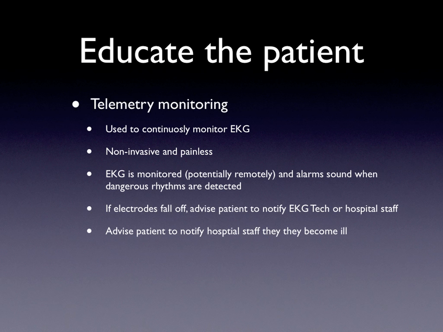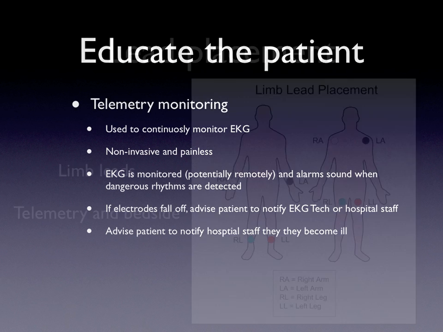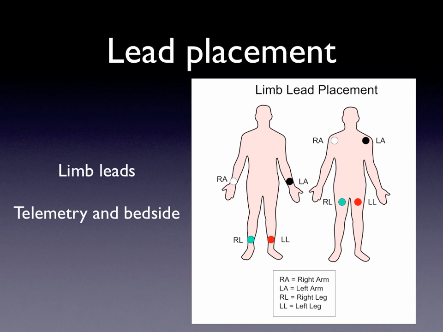Turning away from educating our patients, let's talk about how we hook them up. You've been doing this, you know what you're doing. Limb leads are used in telemetry and bedside monitoring, such as in an emergency department when somebody's there, getting checked out for whatever reason. You know that the textbook limb lead placement is shown here on the left, and that our more practical way of doing it is shown on the right. Although we tend not to put the leg electrodes down on the thighs, we put them up on the upper part of the abdomen, the lower part of the chest. So again, you know how these go, no big deal there.